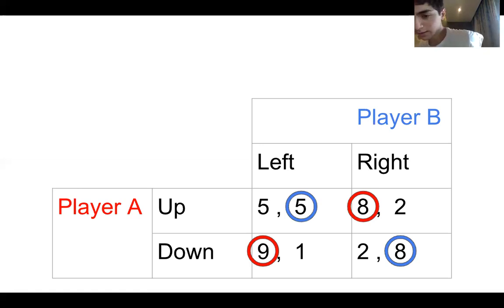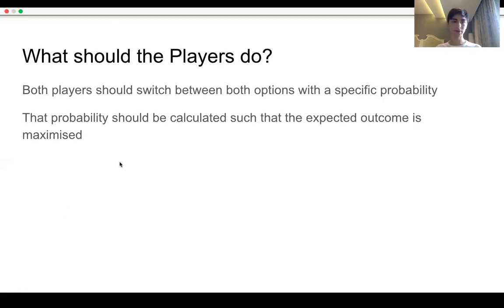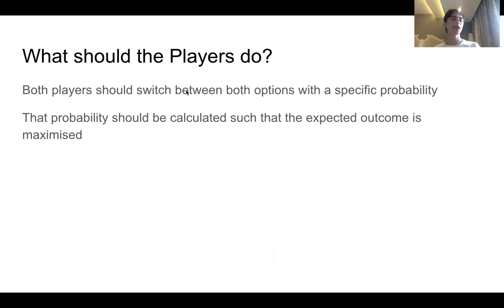As you can see, because there's no Nash equilibrium, players are still going to have to play the game, right? They can't just opt out. So how are they going to manage to play this? What should the players do? Both players should choose options with specific probability. If it's a repeated game, then they switch. If it only happens once, then they basically just flip a weighted coin, because there are two options. The probability should be calculated such that the expected outcome is maximized, right? They want to get the highest possible payoff using probability.